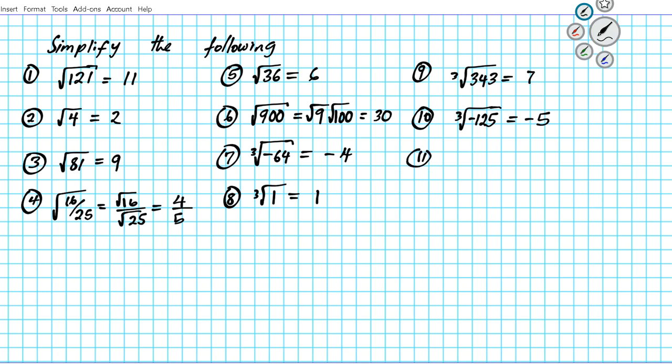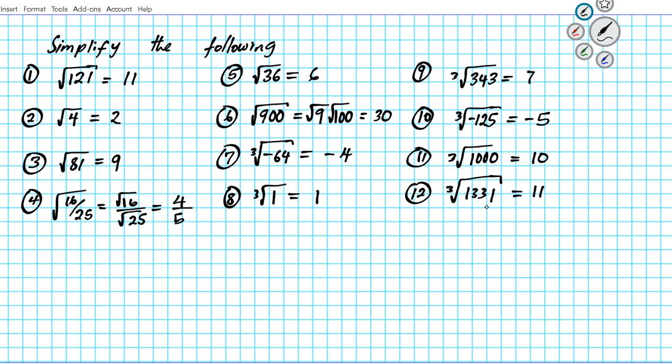Okay. Number 11, what is the cube root of 1000? Cube root of 1000 is 10. Number 12, what is the cube root of 1331? Cube root of 1331 is 11.